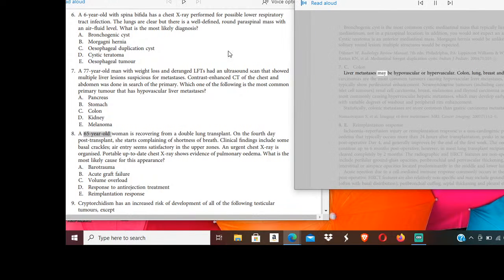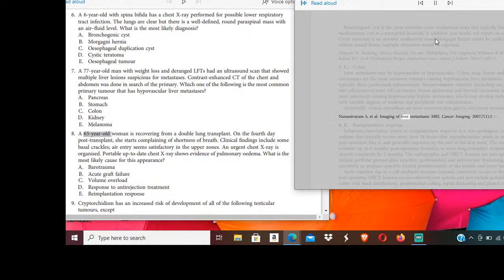C. Colon. Liver metastases may be hypovascular or hypervascular. Colon, lung, breast and gastric carcinomas are the most common tumors causing hypovascular liver metastases, and they typically show perilesional enhancement. Neuroendocrine tumors, including carcinoid and islet cell tumors, renal cell carcinoma, breast, melanoma, and thyroid carcinoma, are the tumors most commonly causing hypervascular hepatic metastases, which may develop early enhancement with variable degrees of washout and peripheral rim enhancement. Statistically, colonic metastases are more common than gastric carcinoma metastasis to the liver.